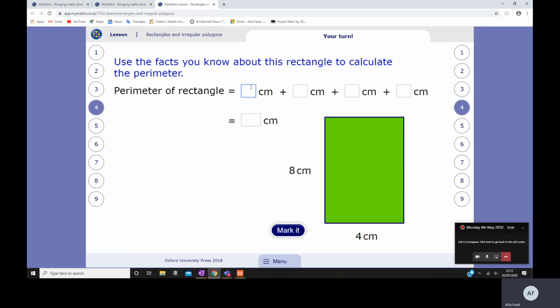So here we've got one. I know this side is 8. I know the opposite side, which is parallel, is going to be the same, so it's 8. And then I know this side here is 4. I know the opposite side is going to be 4. So 8 add 8 is 16, add the 4 is 20, add the 4 is 24. And then we've got it correct.